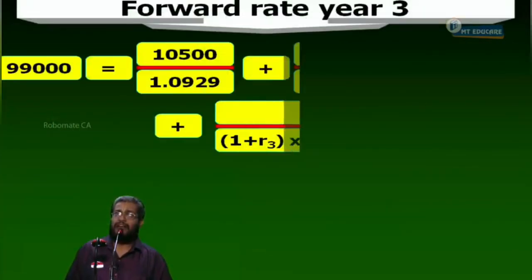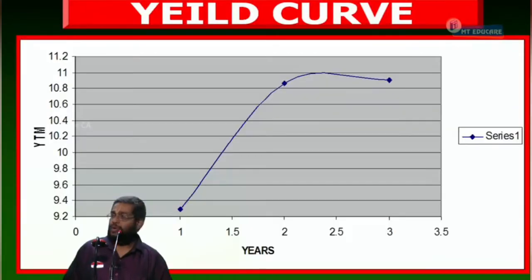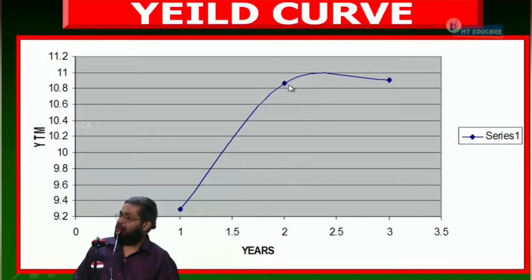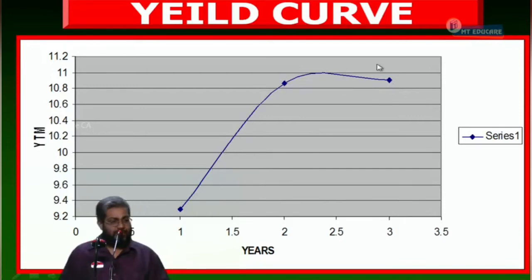With this we complete the forward rate, and the last thing is something called the yield curve. This is what we call the yield curve. For example, a 1-year bond, if you see the point, is trading at 9.29. A 2-year Government of India bond is trading at 10.87. A 3-year bond is trading at 10.91. Now, this yield is sloping upwards. Is it sloping upwards or not?